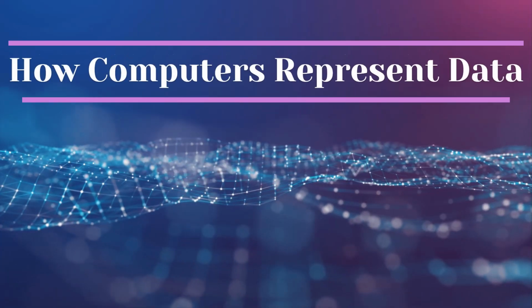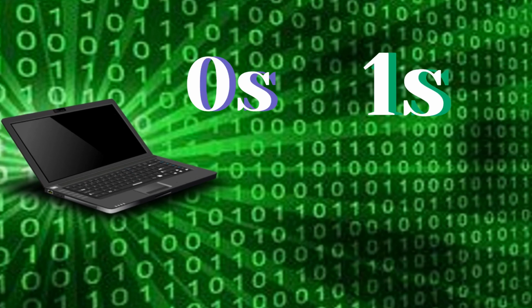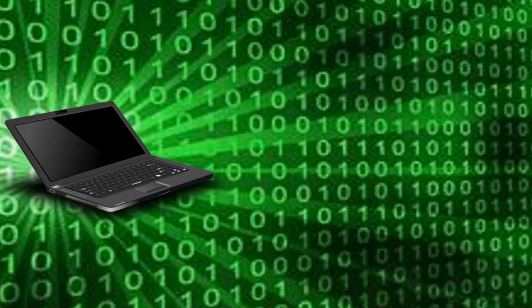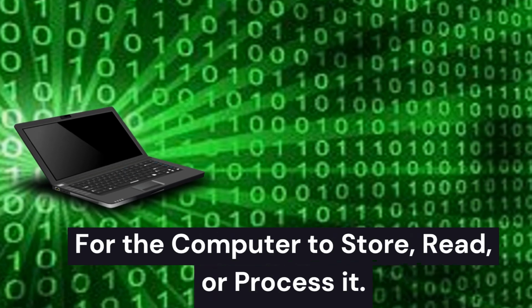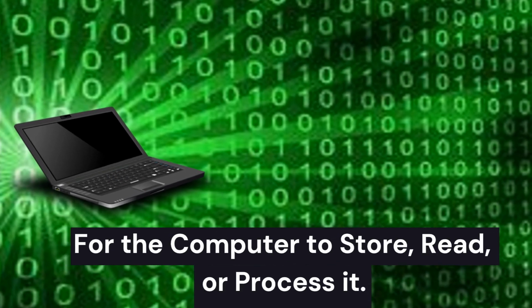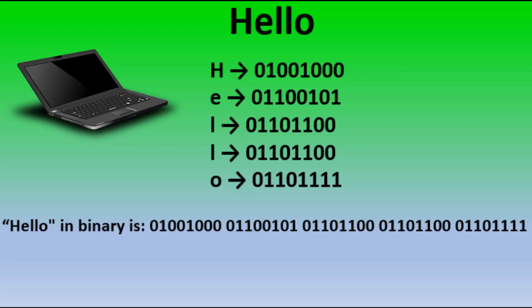Let's see how computers represent data. Computers only understand zeros and ones, also called bits. So everything must be turned into a pattern of zeros and ones for the computer to store, read, or process it. Text, letters and words. When we type something like hello, the computer sees a bunch of zeros and ones. Each letter is changed into bits using a system, kind of like a code language for computers.